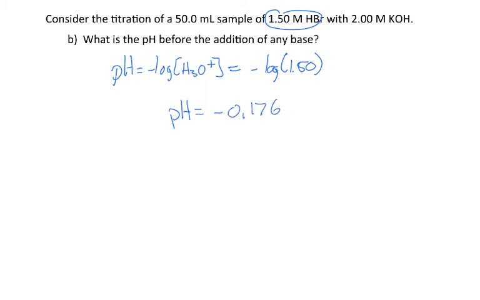Now remember that pHs are usually between 0 and 14, but if I have a strong acid that has a concentration greater than 1 molar, then I'll end up with a negative number.